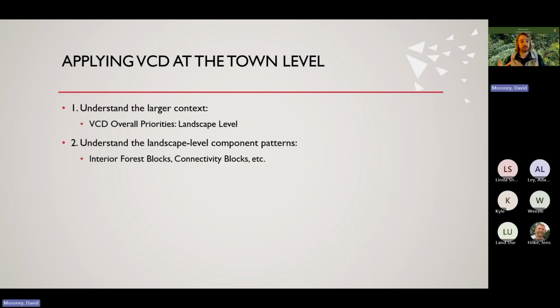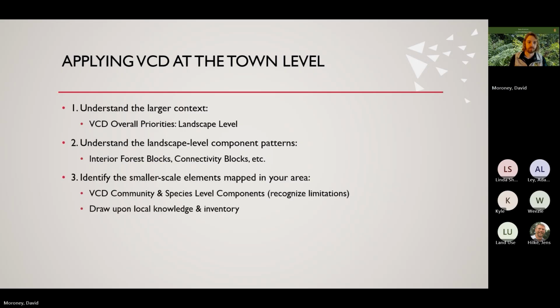Now, after we've looked at the overall priorities, the areas of the landscape where Vermont conservation design is prioritizing, we look at the activity blocks, the geological diversity blocks, so we can understand which ecological functions are present in which areas that are bringing that pattern together. The next step is to go to the smaller scale.